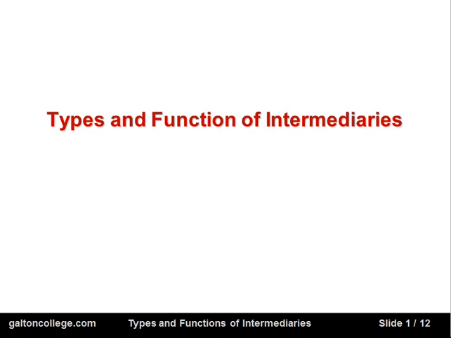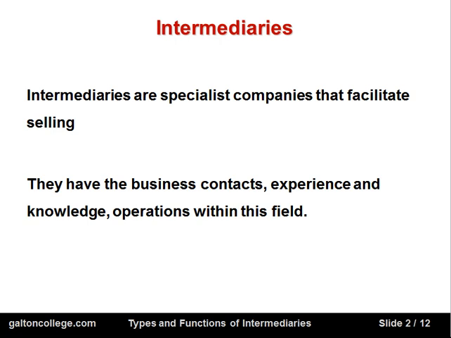In this session we want to talk about the types and functions of intermediaries. Now, intermediaries are specialist companies that facilitate selling. They have the business contacts, experience and knowledge and operations within the field. So they have all the right qualities to facilitate selling.